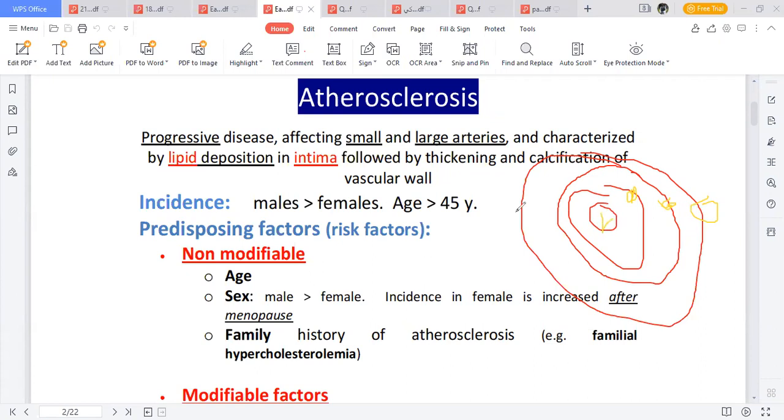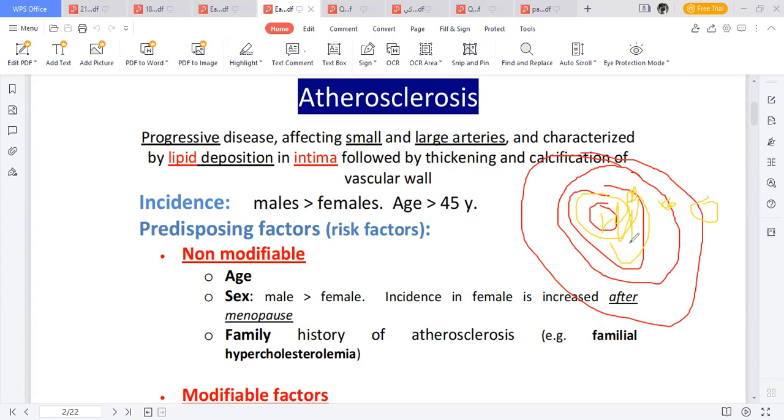Now in atherosclerosis, what happens is that there is a deposition of lipids here in the tunica intima. There's a deposition of lipids, collagen, and the cells go there like the macrophages. When they go there, the macrophages will start eating up that collagen that is there and the lipids.